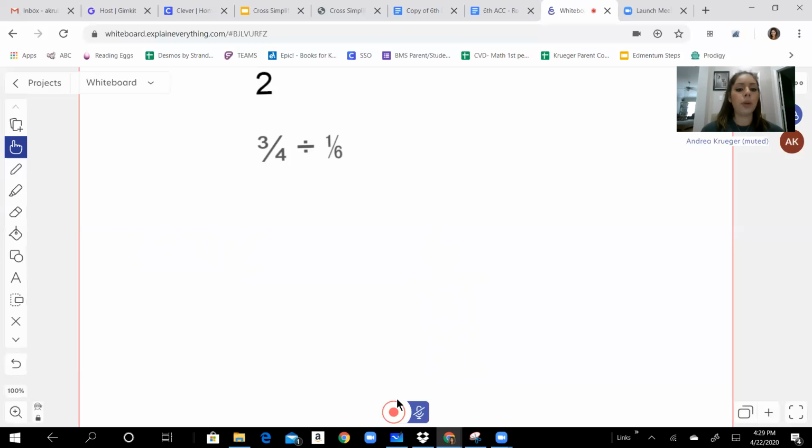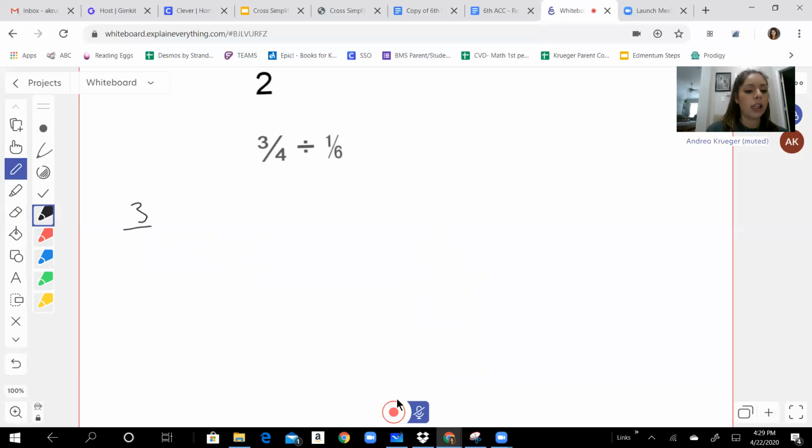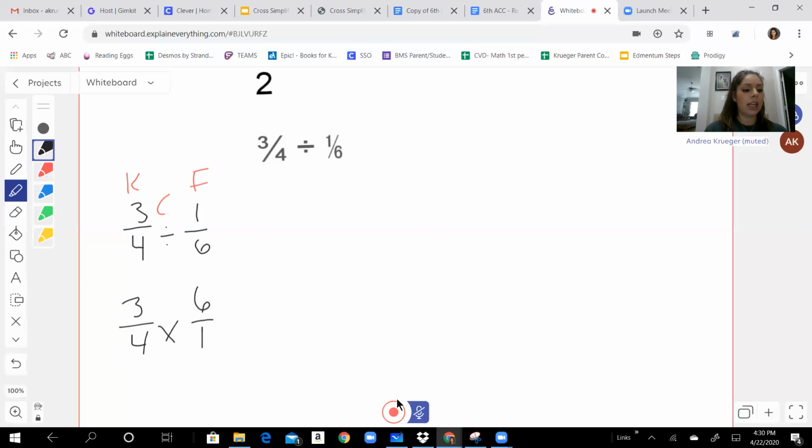So next problem, 3/4 divided by 1/6. So I'm going to just write it nice and neatly. 3/4 divided by 1/6. What do we know about dividing fractions? We use keep, change, flip. I'm going to keep my first, change my sign, and flip my fraction. Now it's at this point where, before I do top times top, bottom times bottom, I ask myself, can it be simplified in any way, shape, or form when I look sideways?